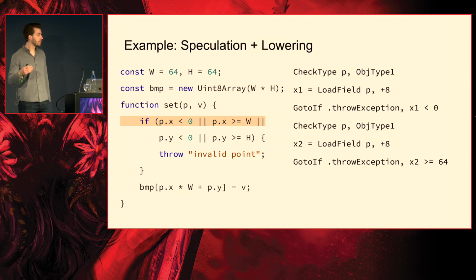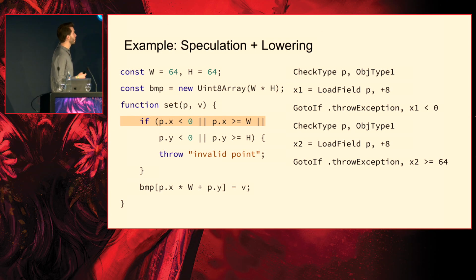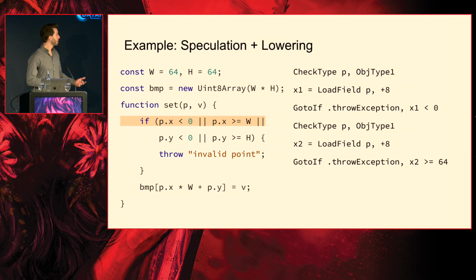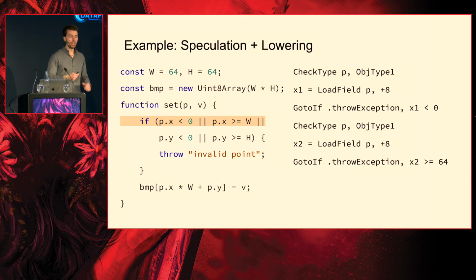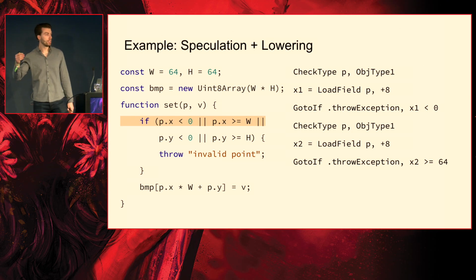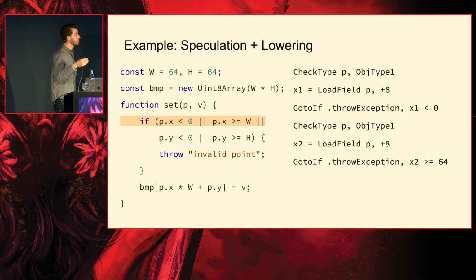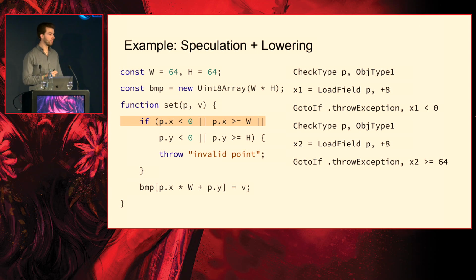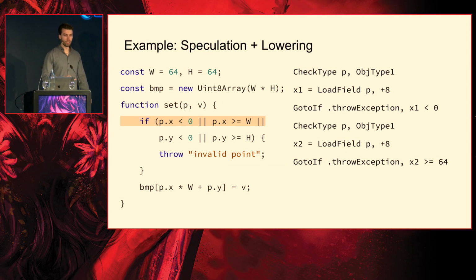And so it speculates that this will be the same in the future, and it just puts in a type check. And if that check fails, then the runtime will actually just go back to the interpreter, and this code will not continue. And then by that point, it knows the type, so it can convert this high-level load property operation to a low-level load field +8 thing. So that's called lowering.